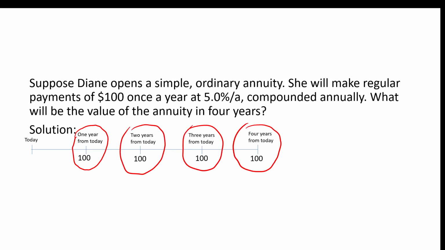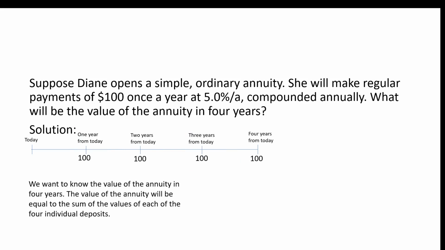Now, to be honest with you, most of the time annuities have many more than 4 payments, and the compounding frequency is not as long as yearly. It's much more frequent than that in most circumstances, but this is a good one for us to establish our formula. We'd like to know the value of the annuity in 4 years. The value of the annuity will be equal to the sum of the values of each of the 4 individual deposits. In other words, if we can figure out how much each deposit is worth at the end, and then add them all together, we'll have the total amount. So that'll be our strategy.